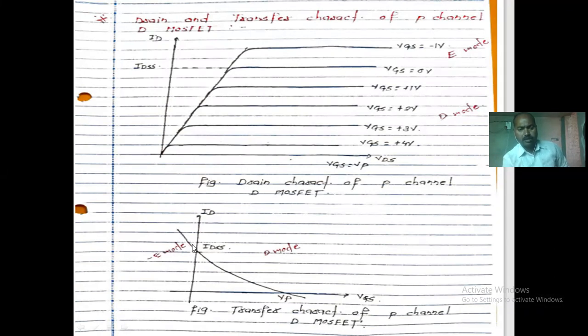Then -3, -2, -1, right? So as we apply more negative voltage, the current flowing through the device is increasing. Sorry, here it is -1, -2, -3, right? As the negative voltage is increasing, the current flowing through the device is increasing. So as minus voltage increases, more and more current flows through the device.